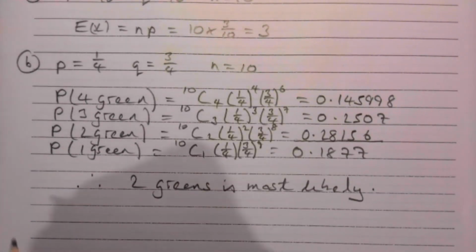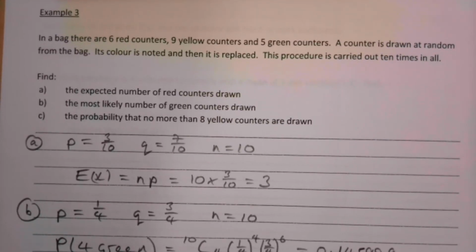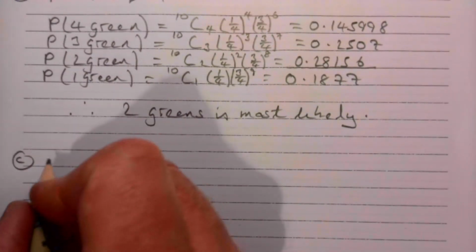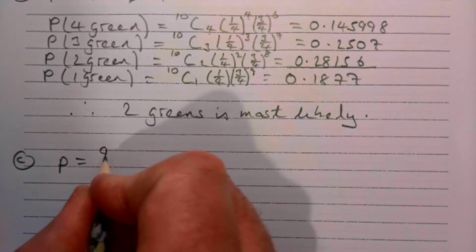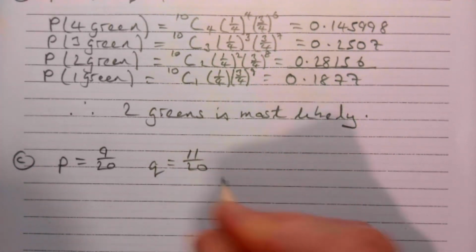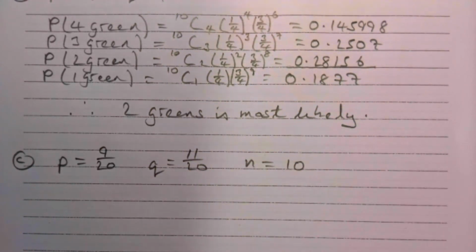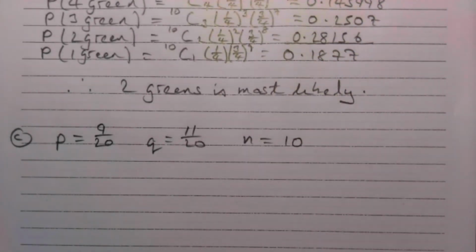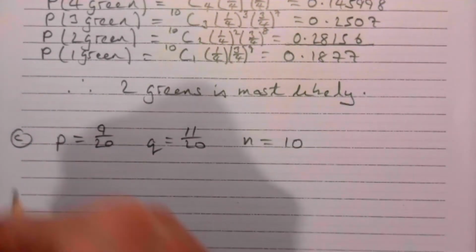Okay. Part C. So we'll go back up. The probability that no more than 8 yellow counters are drawn. So our yellows, there are 9 of them. So our P then is going to be 9/20. Our Q then of course would be 11/20, and our n, as ever, is 10. No more than 8. So that would be 0, 1, 2, 3, 4, 5, 6, 7, or 8. So there's a bit of adding there to do. So it's easier to do 1 minus 9 or 10.